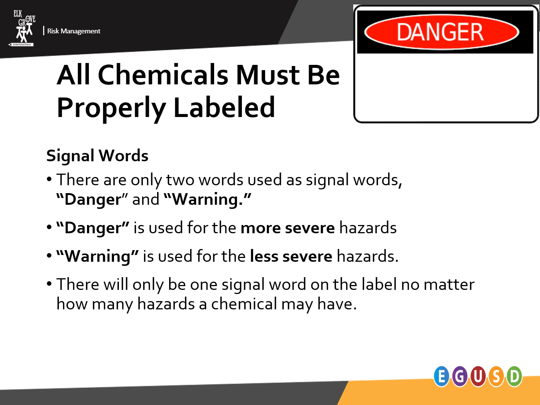Signal words. There are only two words used as signal words, danger and warning. Danger is used for more severe hazards. Warning is used for less severe hazards. There will only be one signal word on the label, no matter how many hazards a chemical may have.